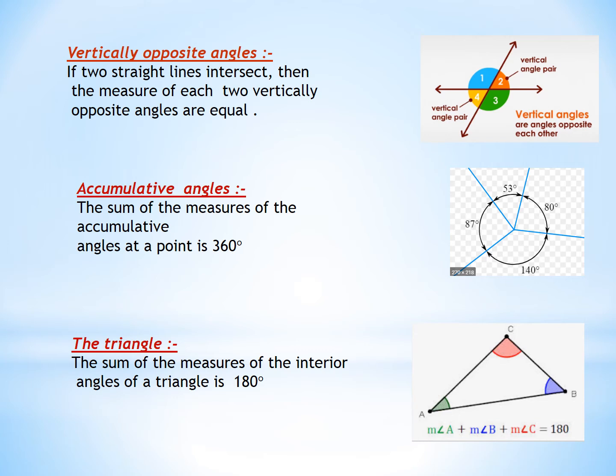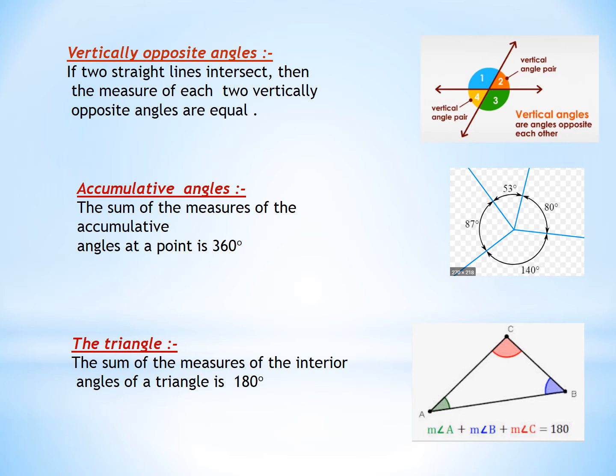خدنا كمان ال accumulative angles. The sum of the measure of the accumulative angles at a point is 360. الانجلز كلها اللي accumulated حوالين point هيبقى الصم بتاعهم هيديني 360.